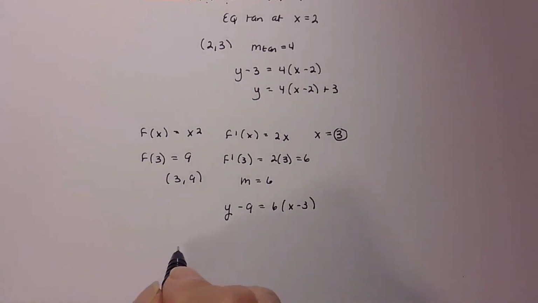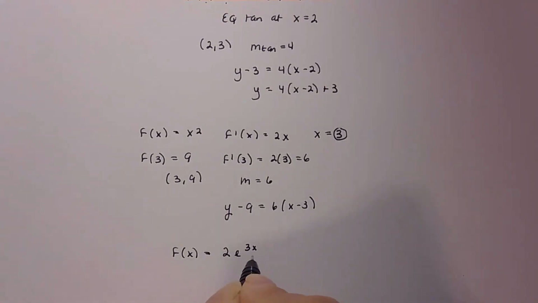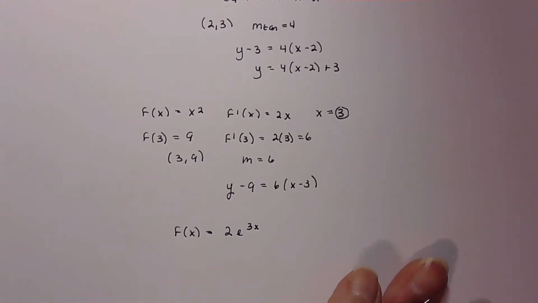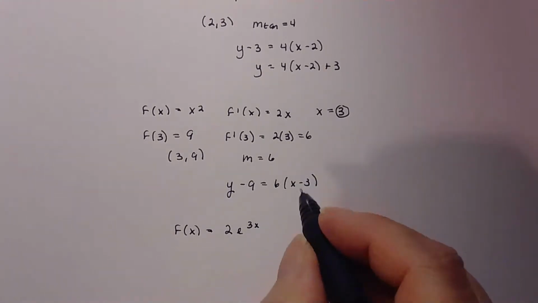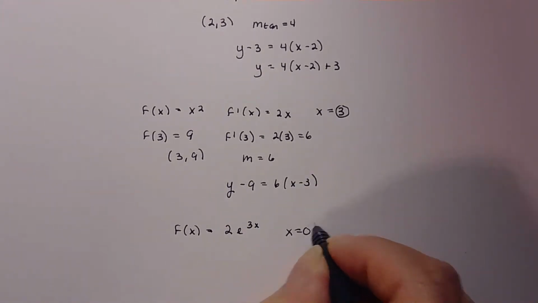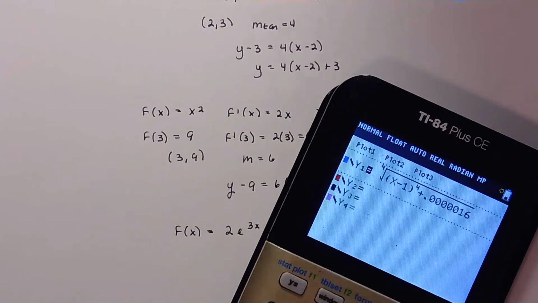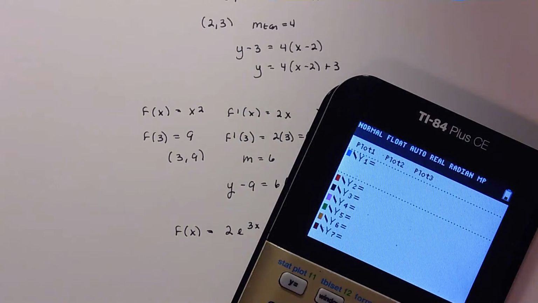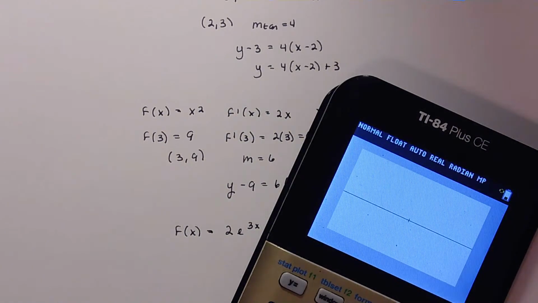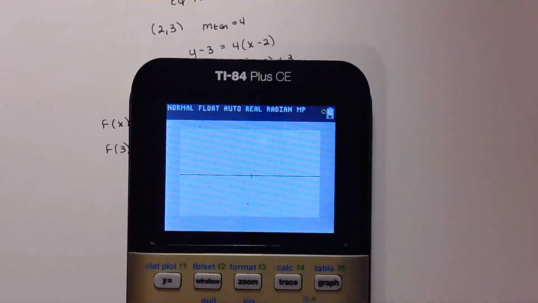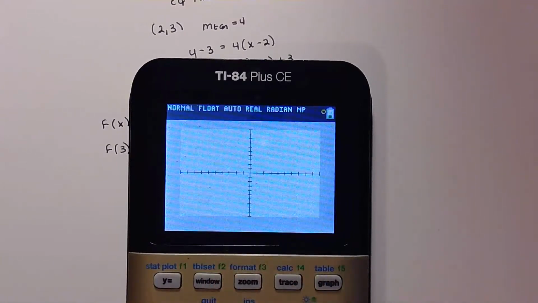Part C, f of x is equal to 2e to the 3x, complex function, okay? You don't know what the derivative is, but you want to find the equation at x equals 0. Well, that's when you take out your calculator, okay? And you put that function into y equals. So it's 2e to the 3x. You hit the graph key. Oh, I got to change my window. So I'm going to do a zoom 6. Zoom 6, zoom 4 is a standard window.